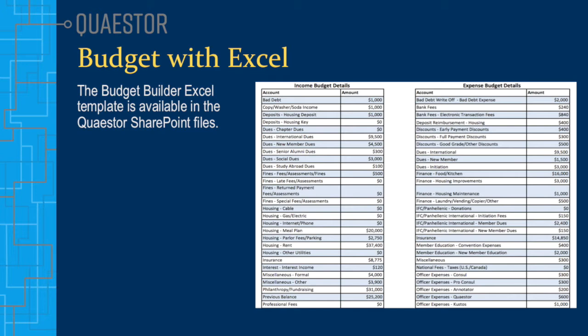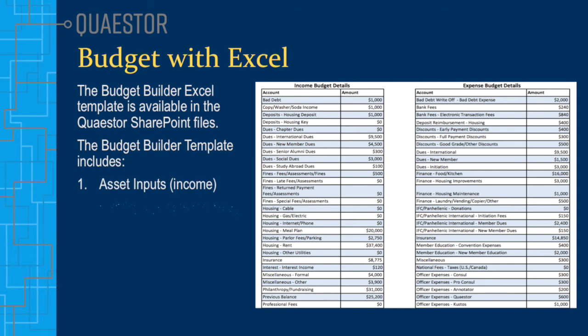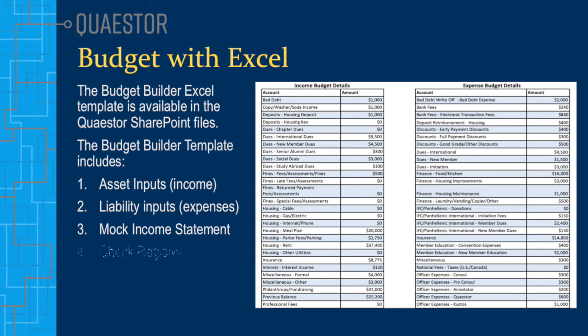We will now take a look at budgeting with Excel. The Budget Builder Excel template is available in the Quaestor SharePoint files. As a quick review, the Budget Builder template will include asset inputs, liability inputs, a mock income statement, a check register, and it now has a payable register, which we will talk about in the Payables module.